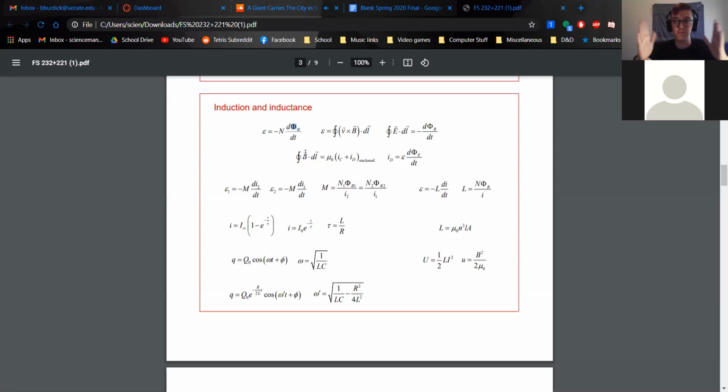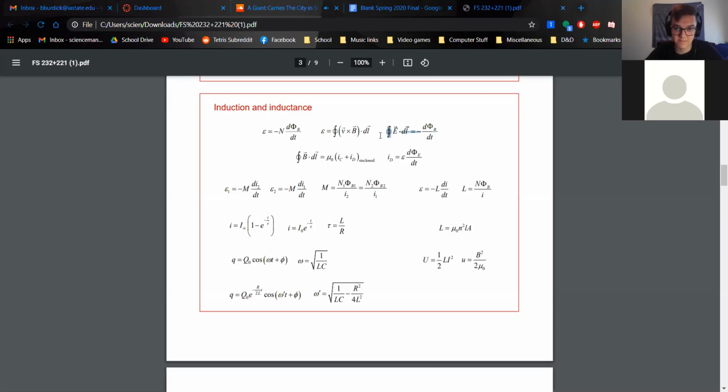So if you have a loop and the size of that loop is changing in a B field, then it's going to have an EMF induced in that loop. Or if you have your B field decreasing in time, it's also going to induce an EMF. So the minus sign, just remember that's Lenz's law, and it just says it's going to be in the opposite direction of the change. So the loops don't want to have their magnetic flux changing. They would rather create currents to preserve the magnetic field that's going through them.